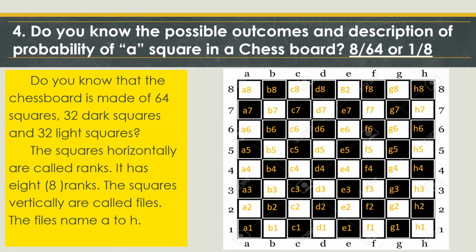Let's go back to question number 4. The possible outcomes and description of probability of A squares in a chessboard is 8 over 64 or 1 over 8, because there are 8 A squares in the chessboard and there are 64 squares in a chessboard. 8 over 64 or 1 over 8, it is unlikely to happen.